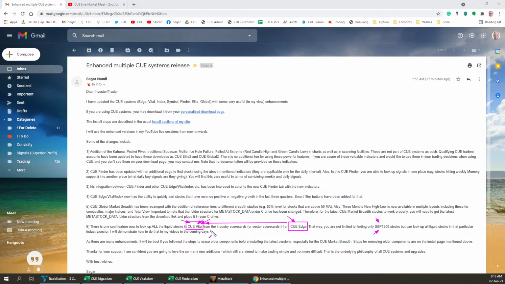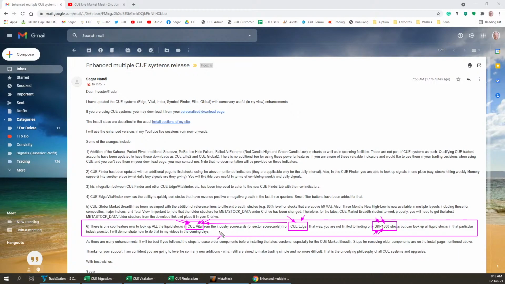I'll demonstrate that. Now with this feature, you are not restricted to only S&P 1500 stocks when you drill down from QH, industry sector, to underlying stocks. It may happen that some S&P 1500 stocks are not liquid. So when you look into QH and drill down, that list will be different from when you drill down into QVital among the liquid stocks, because some of the S&P 1500 stocks are actually not liquid.